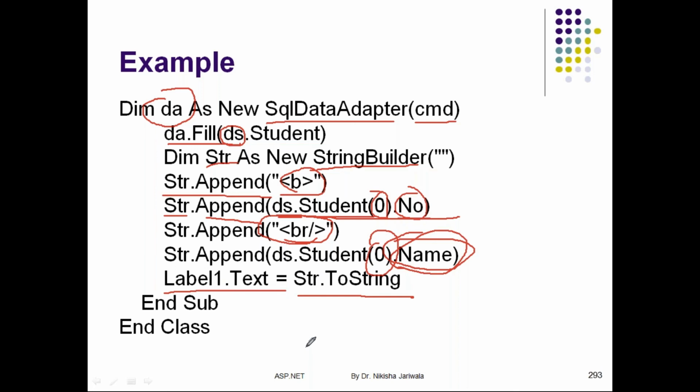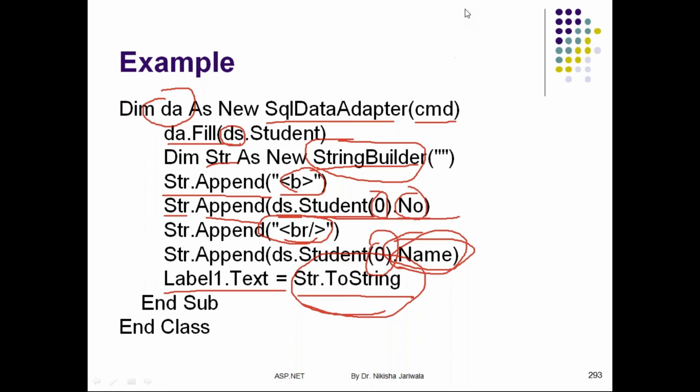Over here we need to specify the ToString method, because we have created an object of StringBuilder and not of string. That's why we need to specify over here str.ToString, right? This StringBuilder class we have already used in VB.NET, right? So the same we have used over here, right?